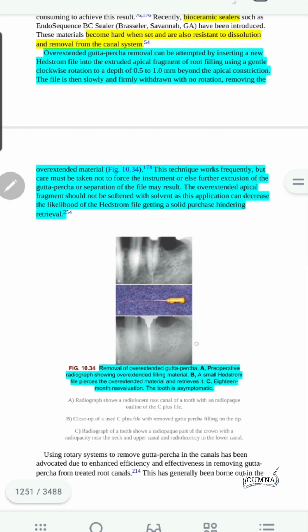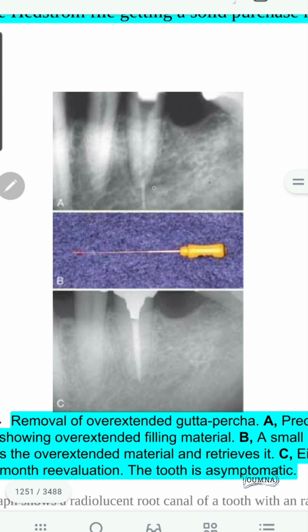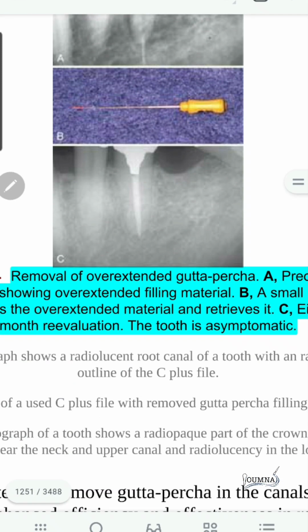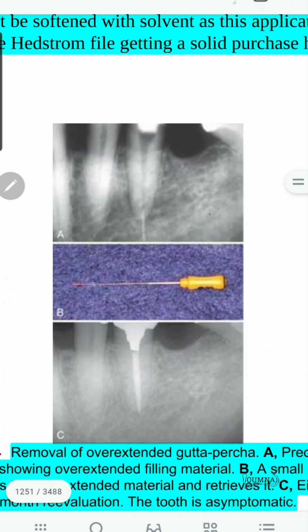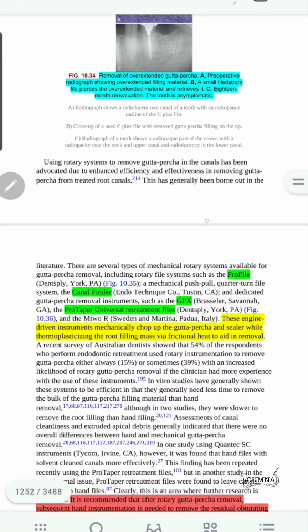The author is giving us a trick for removing the GP that extends into the apical area by using a new Hedstrom file, inserting it further beyond the apex by 0.5 to 1 millimeter. Then we do a clockwise rotation and remove it slowly without doing any movement inside the canal or rotation. We should not use solvents to soften this area because it will make things harder. And this method works in many cases.